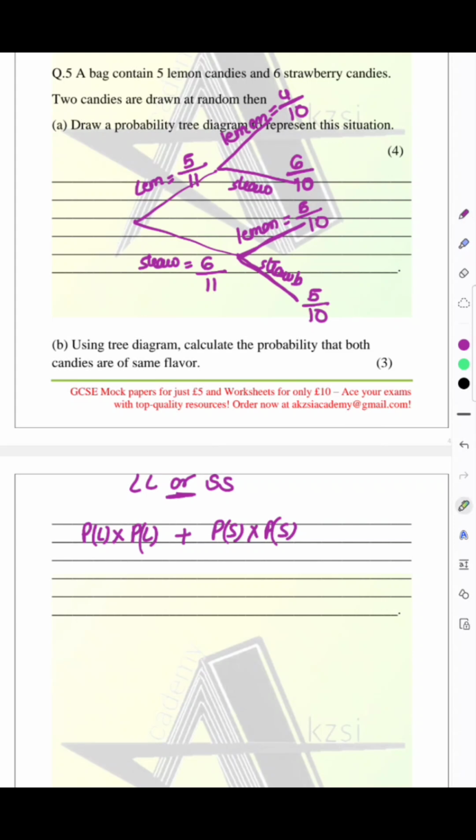So look at this. Probability of picking lemon, I'll pick this one, and again lemon, I'll pick this one. So 5 by 11 times 4 by 10, plus the second, strawberry and strawberry. So first chance strawberry and again strawberry. That means 6 over 11 times 5 over 10. And if I add, this will give me 20 over 110 plus 30 over 110, 50 over 110, or 5 over 11 is the probability.